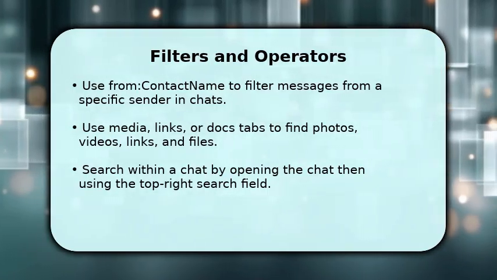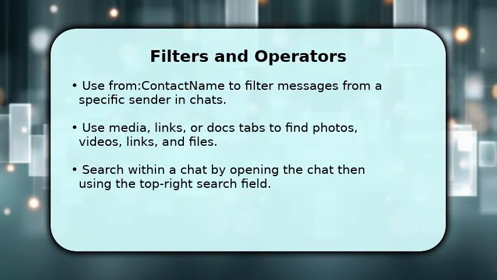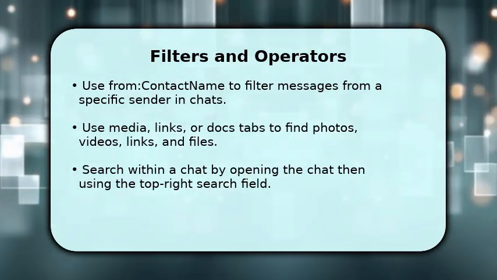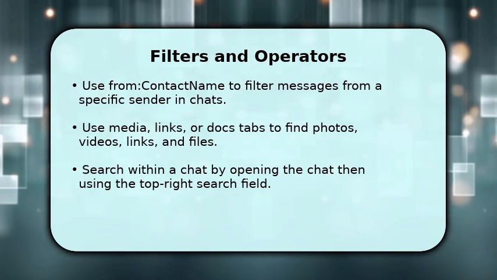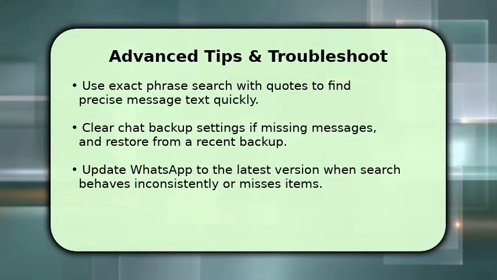On mobile, open a chat first, then use the top right search field to limit results to that conversation. These filters speed up finding attachments and quoted messages across any chat. Use exact phrase search with quotes to find precise message text quickly and reduce noise.